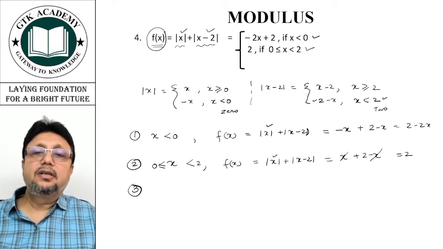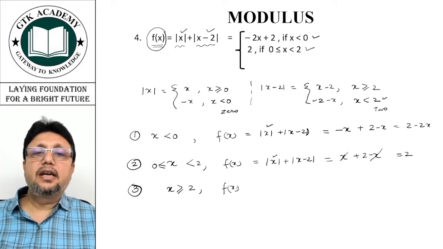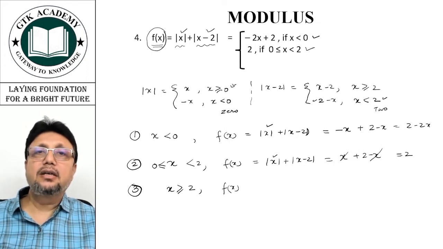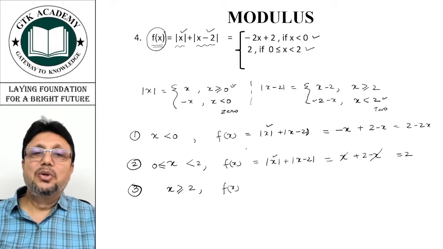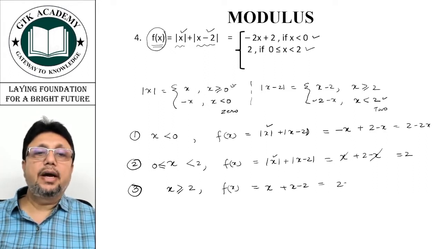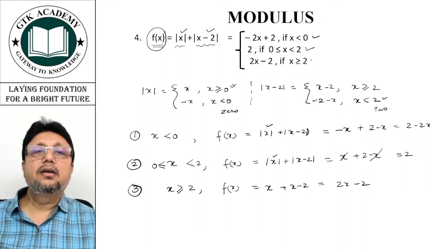And the third region, x is greater than or equal to 2. That means f(x)... Now, when x is greater than 2, then |x| definitely will be x only, because if x is greater than 2, it will be greater than 0. So f(x) will be x, and |x − 2| also will be x − 2, plus x − 2, which is equal to 2x − 2. So here we have written.